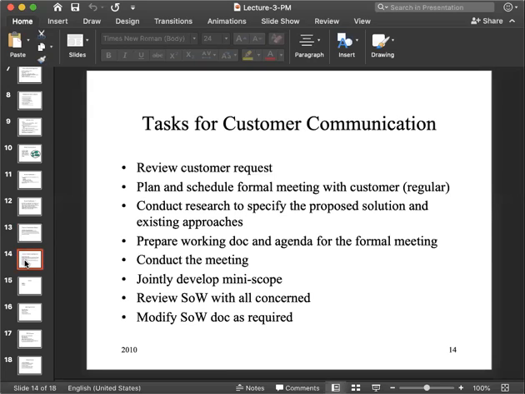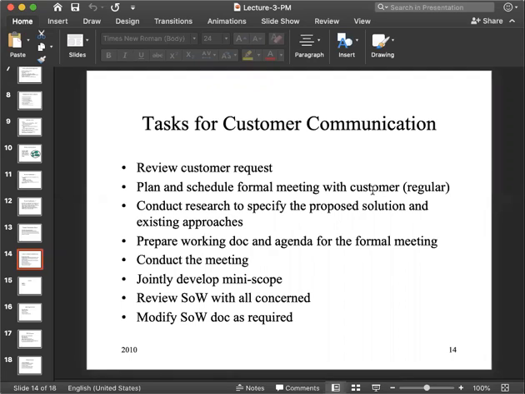Okay, next, besides customer communication there are some more tasks. Among the tasks is review customer request. Customer may review their request. Suppose the customer already gave you the requirement, but in between he wants to modify something or add something. So that is called review customer request. Then plan and schedule the formal meeting with the customer. You will have to meet the customer from time to time and take reviews from the customer. Then conduct the research to specify the proposed situation and existing approach.